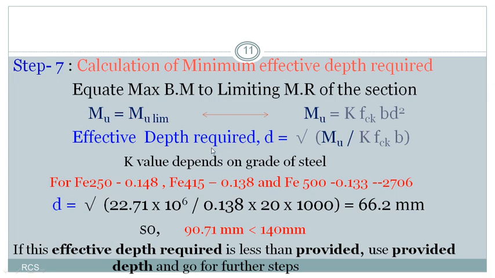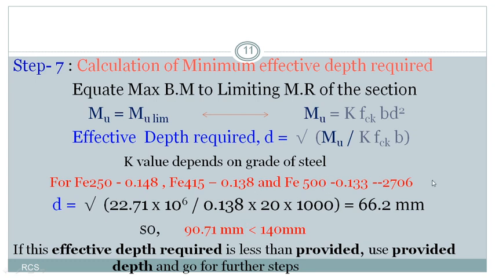From this, if we rearrange the terms, we get d, which is the effective depth required for the slab for resisting this maximum bending moment, equal to the square root of Mu by K fck into b. The K value depends on the grade of steel, as I told you. For Fe250 the K value is 0.148, for Fe415 the K value is 0.138, and for Fe500 the K value is 0.133.